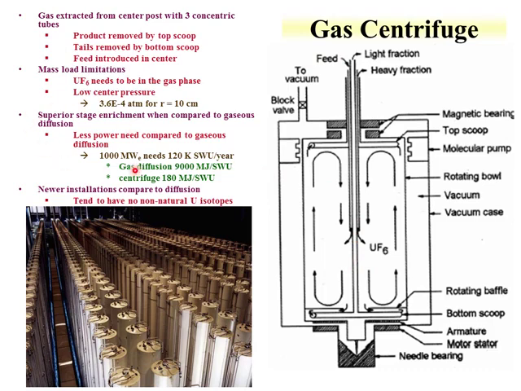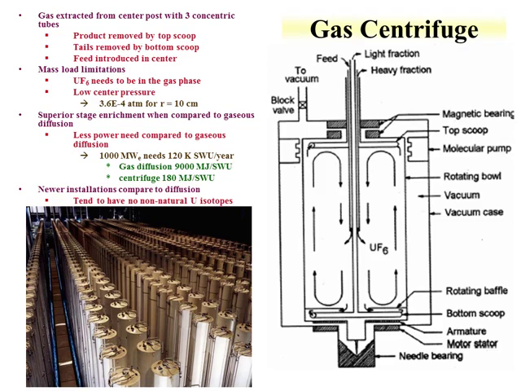So this is superior stage enrichment compared to gaseous diffusion, and it needs fundamentally less power to achieve higher separations. So a 1,000 megawatt electric reactor needs 120,000 SWUs, separative work units, per year. In a gas diffusion, you get on the order of 9,000 megajoules per SWU, where the centrifuge is only around 200 megajoules per SWU.